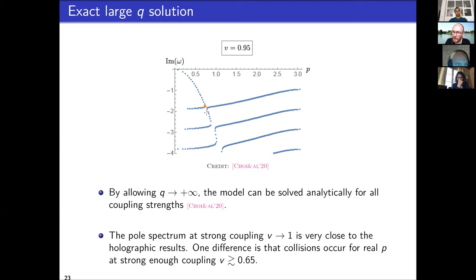In SYK, the infrared limit is a limit of small temperature, infinite coupling. But in holography, the limit of small temperature is a limit of large M, this translation breaking parameter, or large chemical potential for Reissner-Nordström. It's not a limit of infinite coupling. So we're not really tracing out the same RG flow. We're coming at the same IR fixed point, but from two different directions along the RG flow.